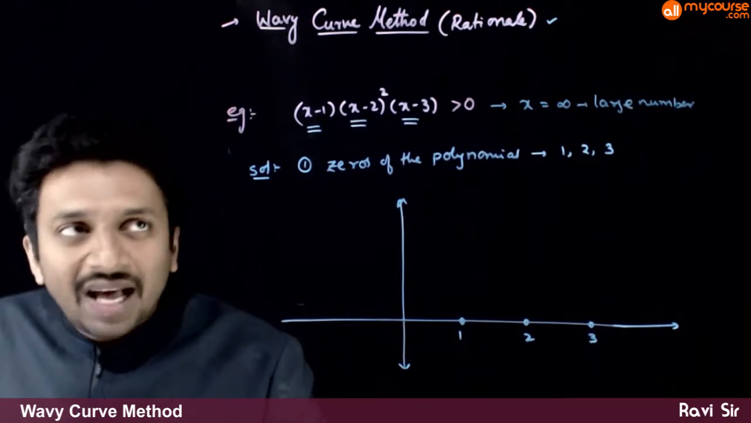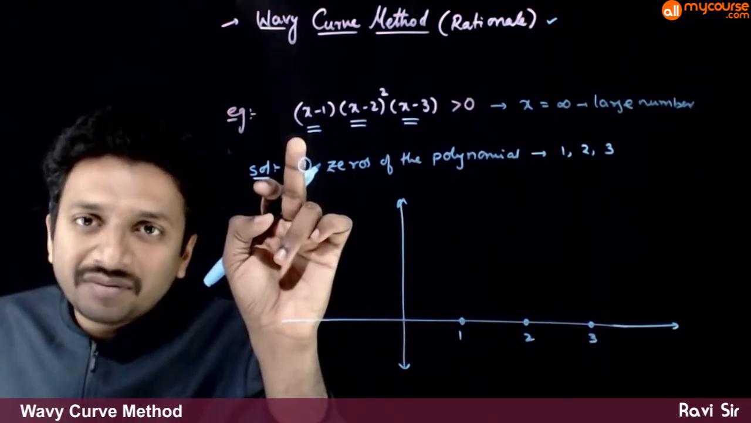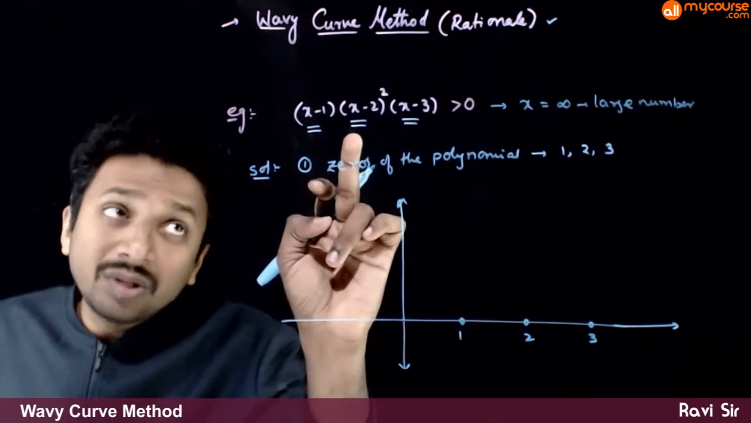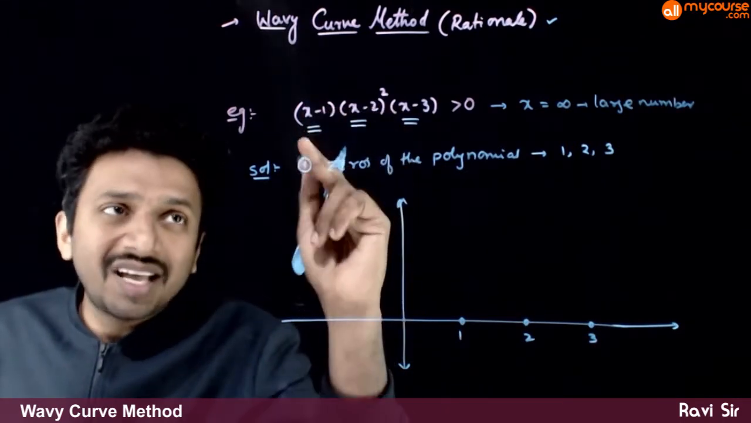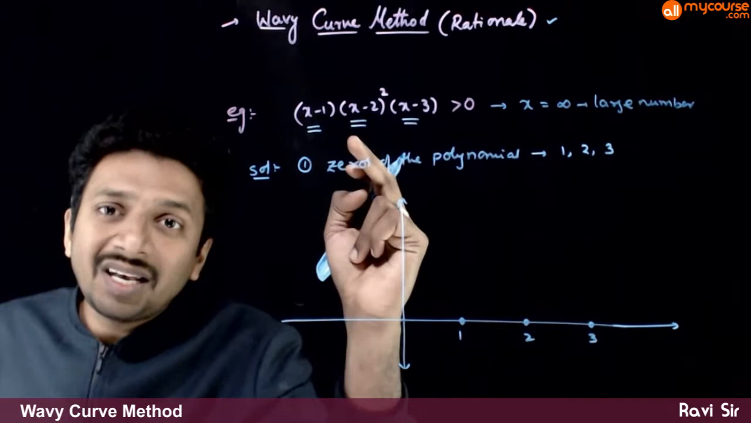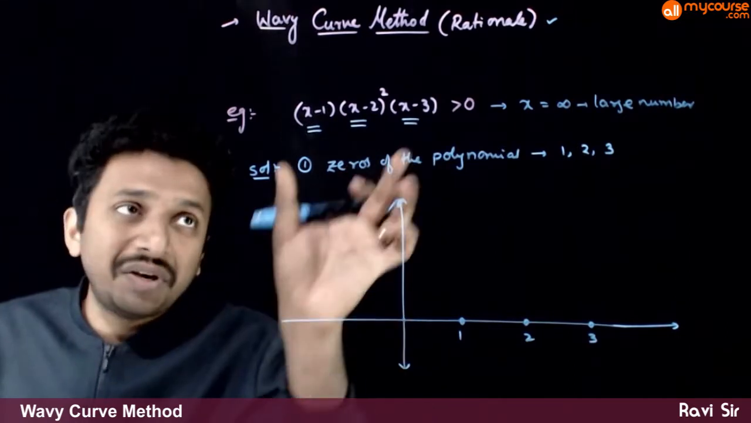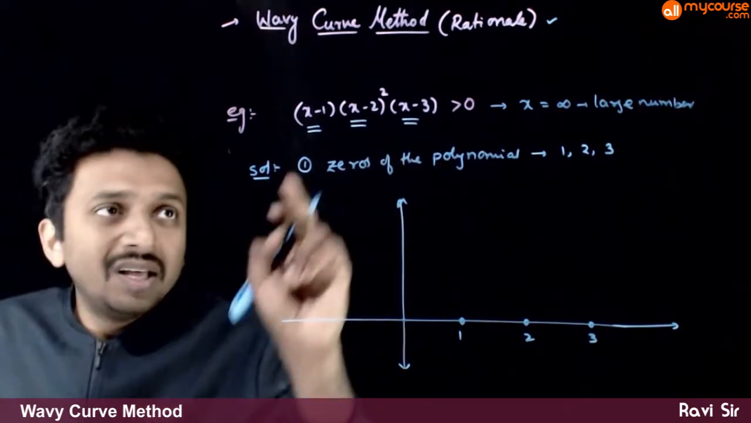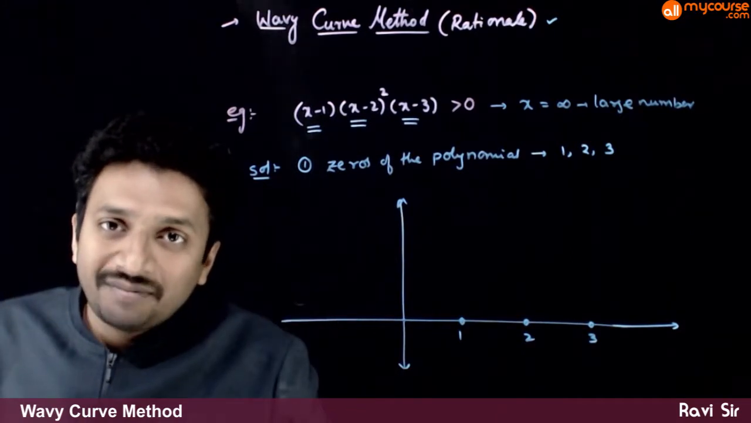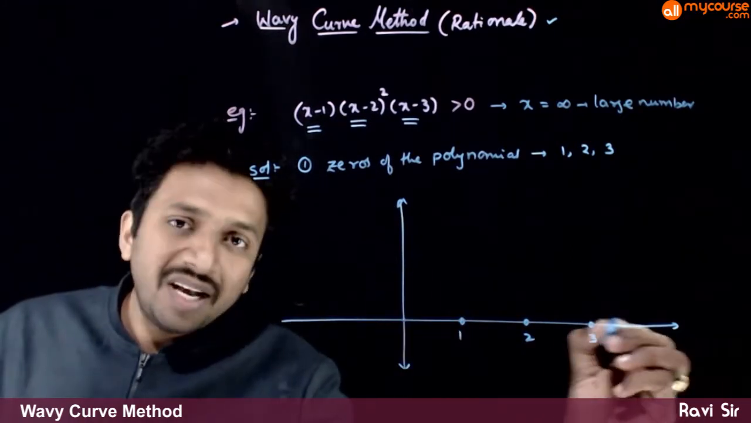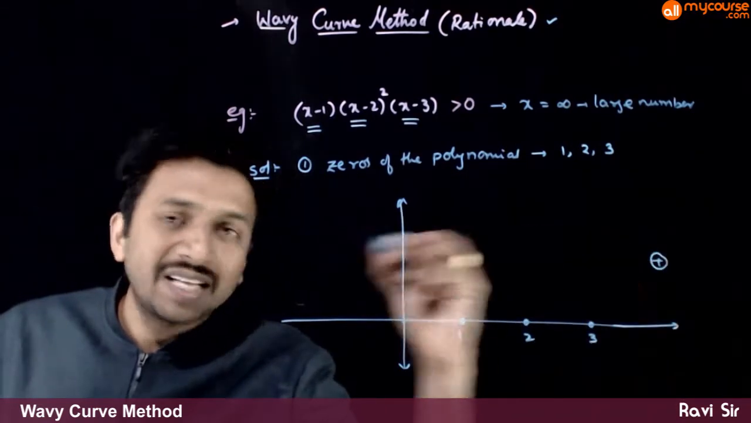When x is a very large number, x minus 1 is positive, (x minus 2) whole square is positive, x minus 3 is also positive. Let us take x is equal to 1000: 999, 998 whole square into 997. All the 3 numbers are positive. Hence the product of these 3 is positive. So when x is a very large number, the expression is positive.